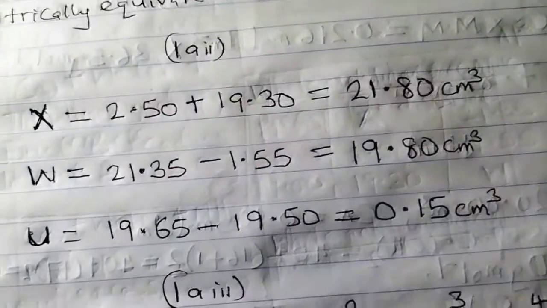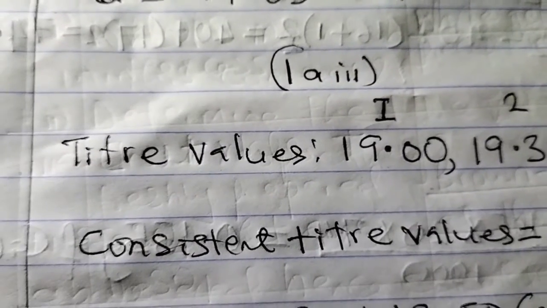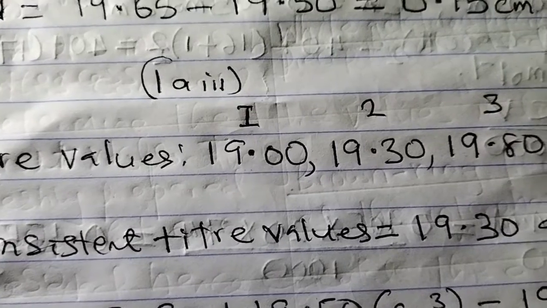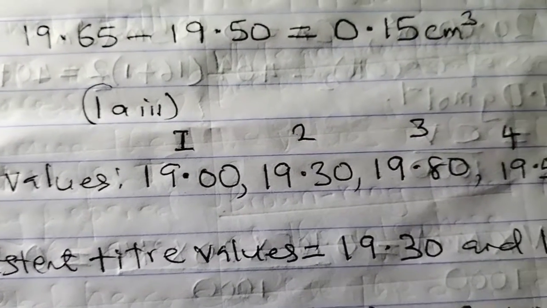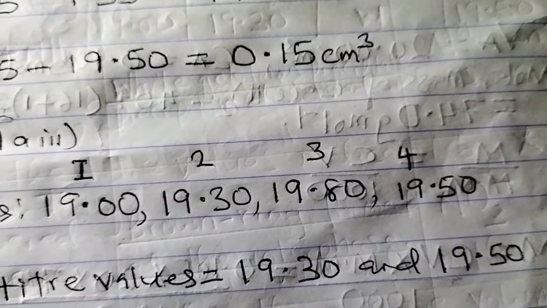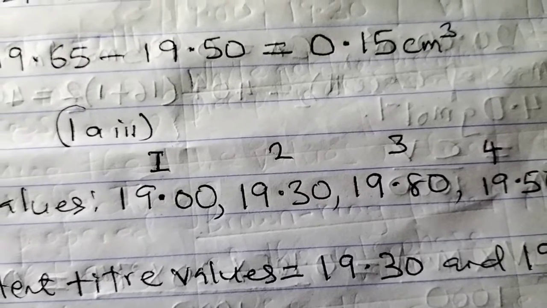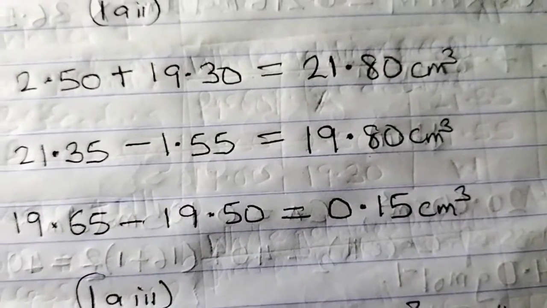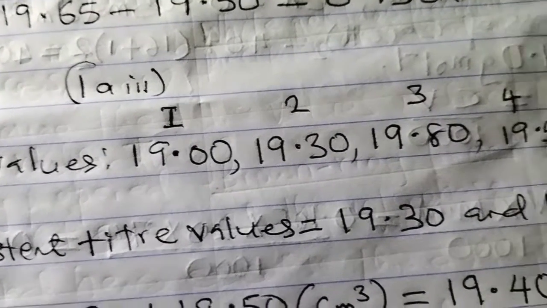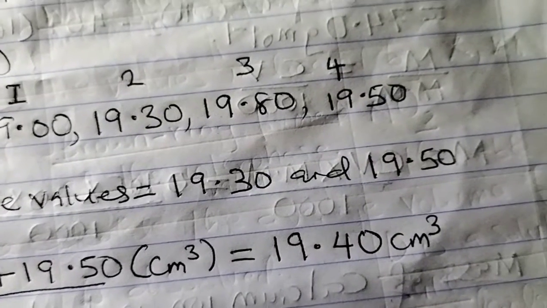We go to the solution. We'll now look at 1AIII. The theta values from our calculations are: 1, 19.00; 2, 19.30; 3, 19.80; 4, 19.50. Remember that the third one, number 3, is unknown, and that's the W, which we have calculated as 19.80. So we fix it there. Now, from these values, the consistent ones are only 19.30 and 19.50.